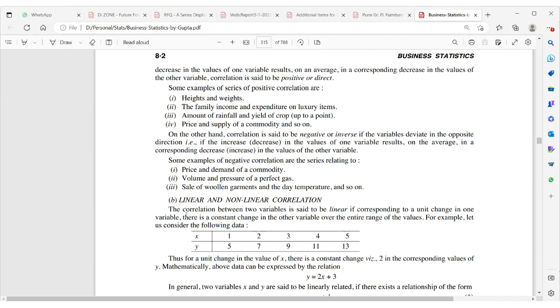So I told you, if one series is increasing and the second one is also increasing, that is positive correlation. If one series is increasing and the second series is decreasing, we say negative correlation. Is that clear? Yes, clear? Yes, sir.